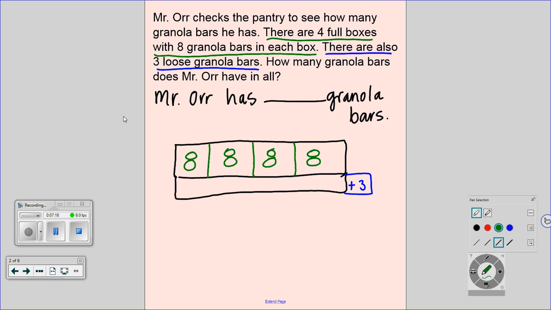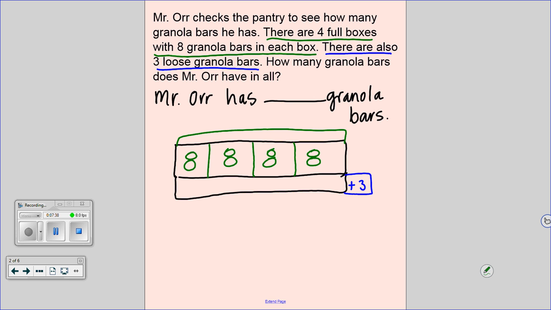Do I know my total yet? No, I still don't know my total. But I have some things to help me figure out what my total is going to be. What kind of math equation can I use to figure out my first part, what I have in green?